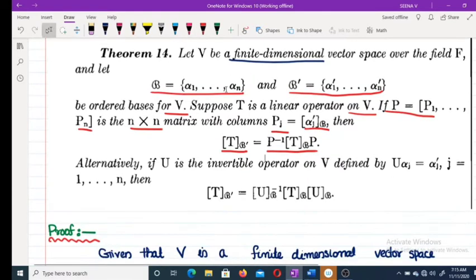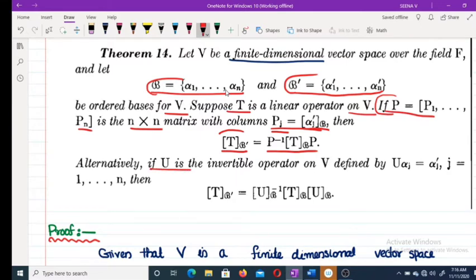Let V be a finite dimensional vector space over F, and we are given B and B dash as ordered bases. And suppose T is any linear operator. And this is also a given condition: P is an n by n matrix with columns this one. This is the given condition. And we have to prove matrix of T related to B dash equals P inverse, matrix of T related to B, and into P.